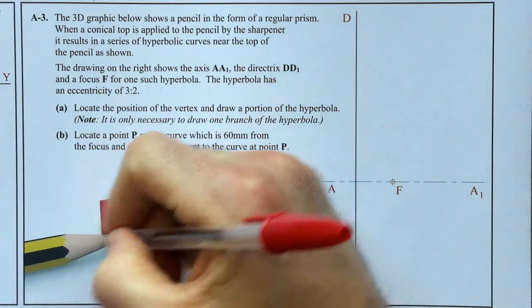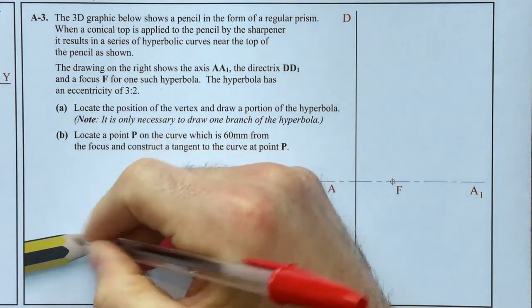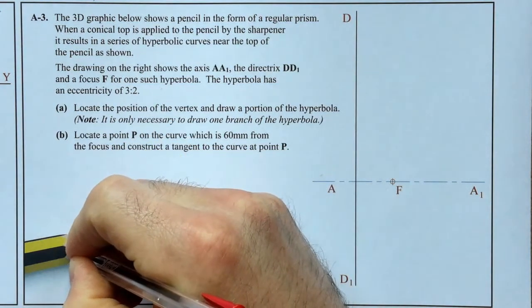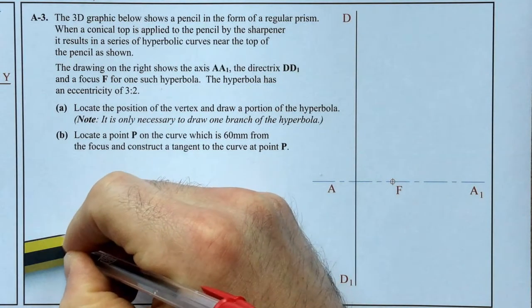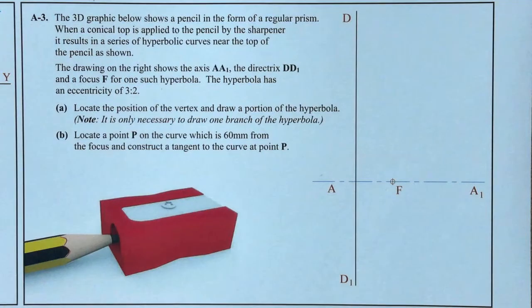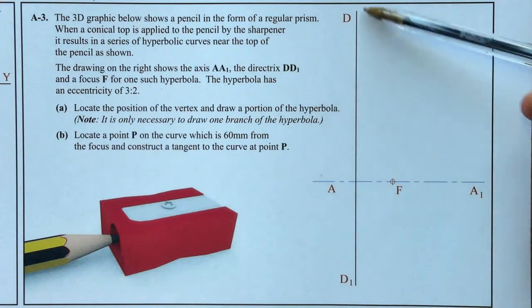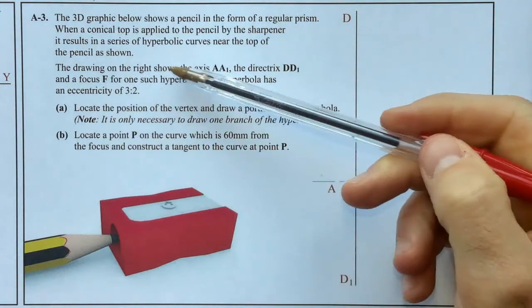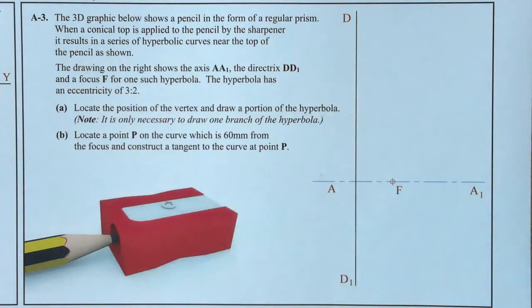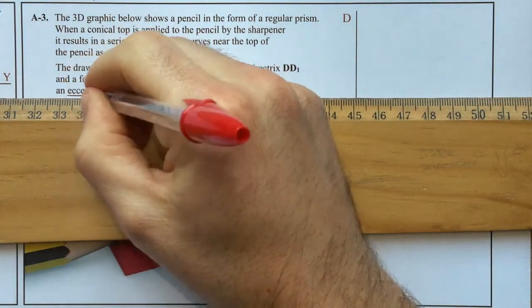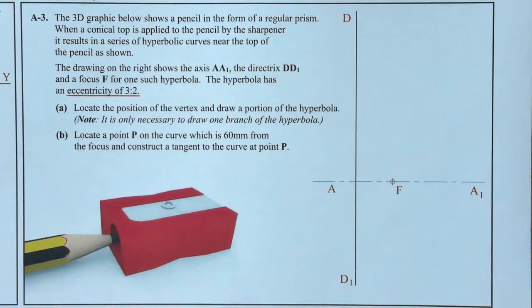So you can see here, obviously, they've kind of cut or sharpened the top of the pencil, and we've got these little bits here which are resulting in these hyperbolic curves. It says the drawing on the right shows the axis A1, so we've got the axis here, A to A1. We've also got the directrix D to D1, and then a focus for one such hyperbola. The hyperbola has an eccentricity, so this is important here, eccentricity of 3:2.